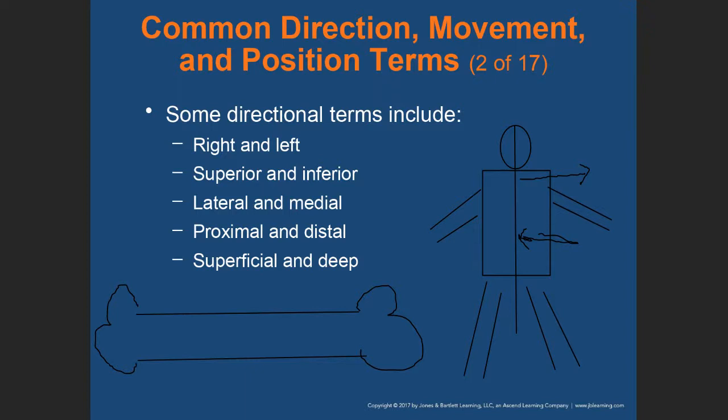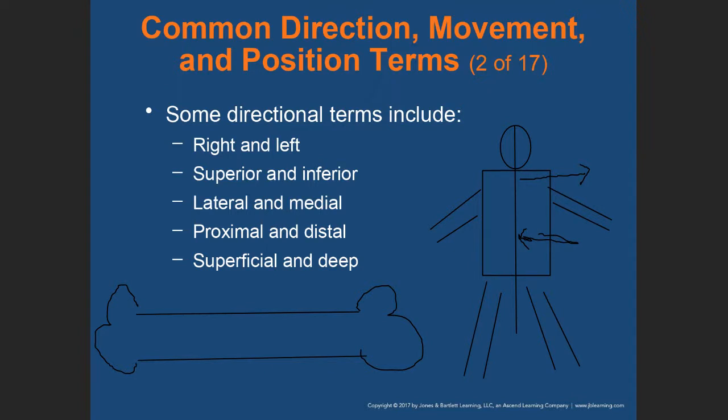The distal end of the long bone is the portion that is further away from the trunk of the body. Now, when we use the term trunk, it is the chest, the abdomen, and the pelvis without the head, arms, and legs attached.